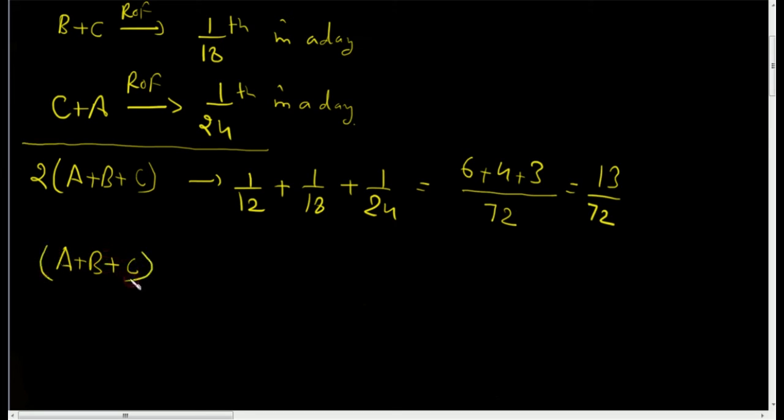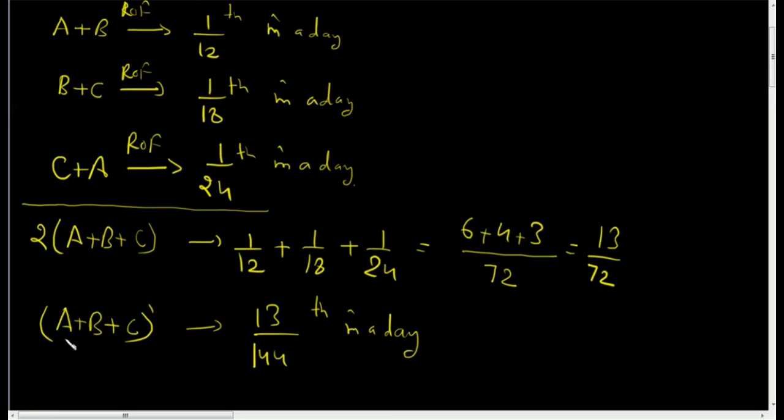So A plus B plus C's one day work would be 13 by 144, because we are taking 2 here and multiplying here. So it will be 13 by 144. This is the one day work of A, B and C together, right, in a day. Now we want just A. So we know that if all three are working together, then this much, and we know that B plus C only working, they are getting this much. So we subtract this minus this.